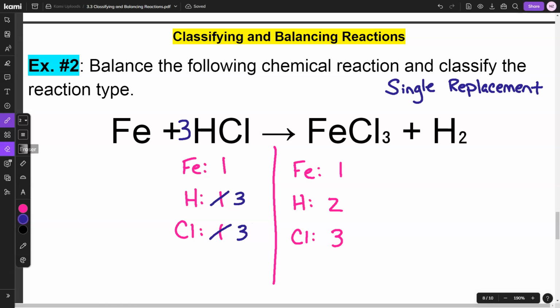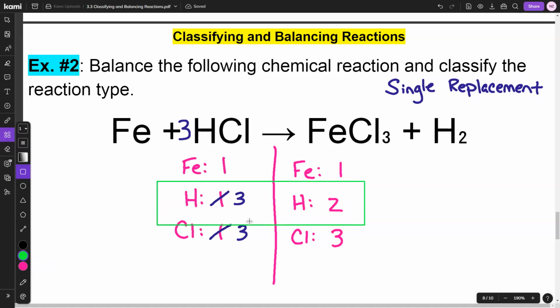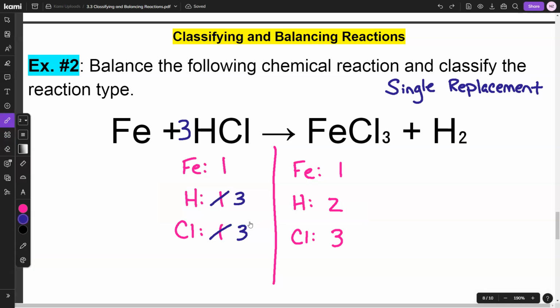Okay. So sometimes when you're balancing, this happens. So look at hydrogen. We have 2 and a 3 here. The least common multiple between those is 6. So 6 is the number that we need to get to. So let's change this. Instead of 2, let's change it to 6. 6 times 1 makes this 6. 6 times 1 makes this a 6.